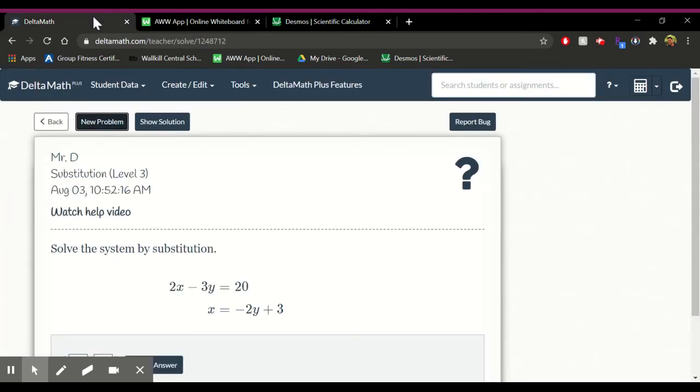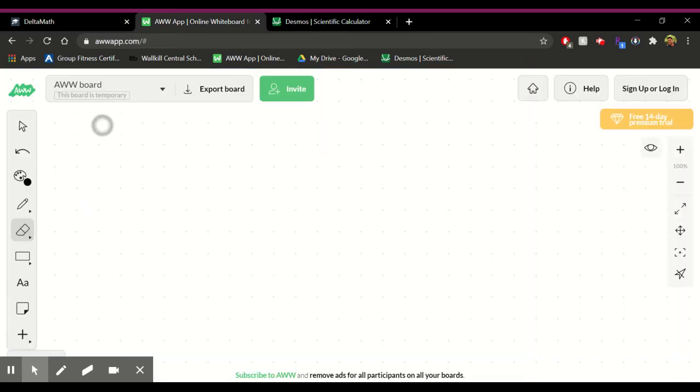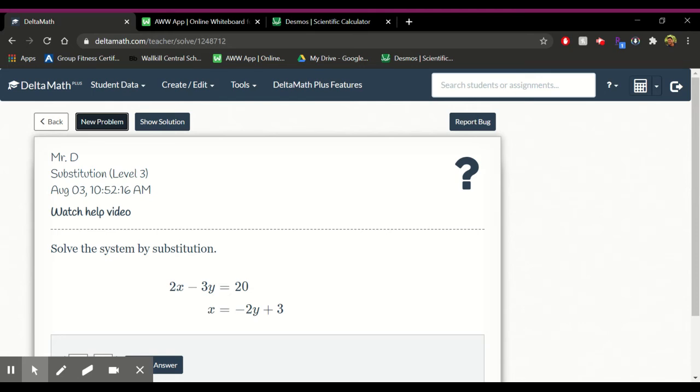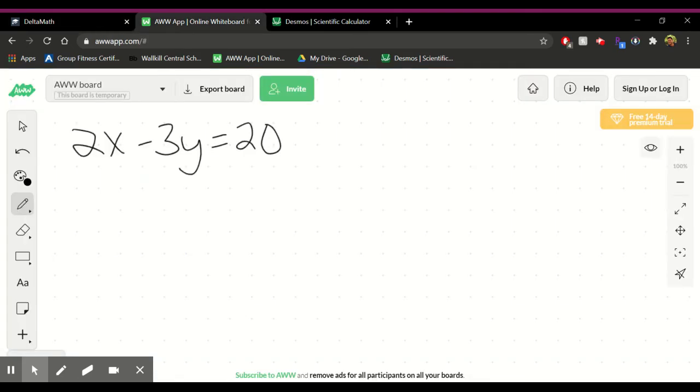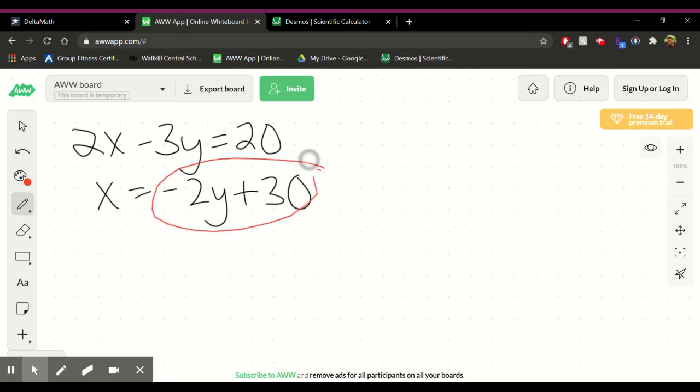And we write down our problem. 2x minus 3y is 20. The other one is x equals negative 2y plus 3. Again, in this case, the x is isolated. So for this one, I'm plugging in for x as opposed to the last one where I plugged in for y. So I plug that into the top equation.